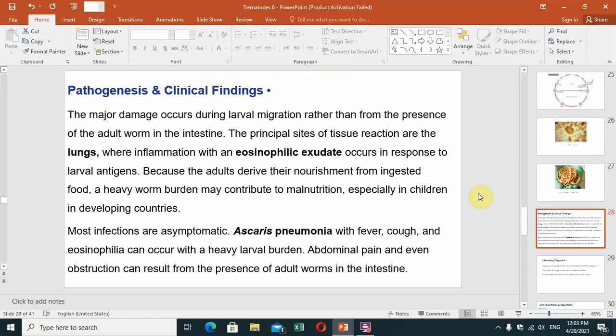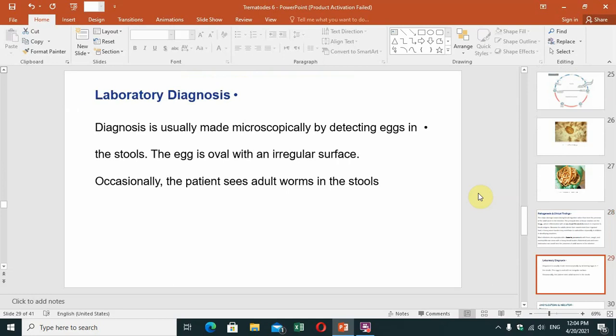Most infections are asymptomatic. Ascaris pneumonia with fever, cough, and eosinophilia can occur with a heavy larval burden. Abdominal pain and even obstruction can result from the presence of adult worms in the intestine. Laboratory diagnosis depends on finding the egg in the stool, which is oval with an irregular surface. Occasionally the patient sees adult worms in the stool.